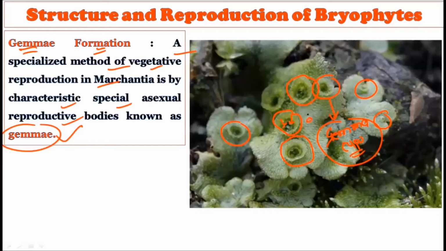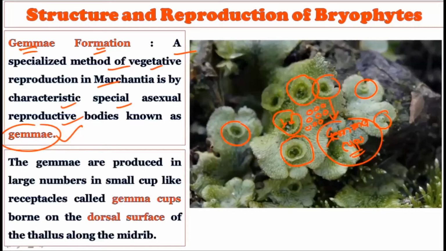Inside this gemma cup, if you observe carefully, there are these small multicellular structures which are green in color. These are called gemmae, and these gemmae are responsible for vegetative reproduction in Marchantia. Gemmae are produced in large numbers inside the gemma cups.